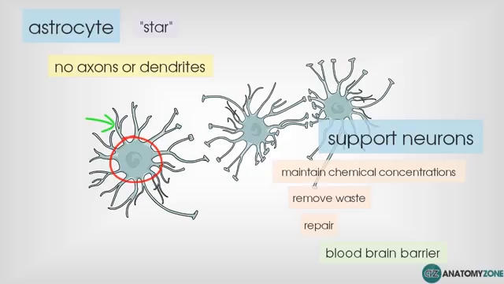So the brain is a protected organ. Substances which are circulating within the circulatory system, within the blood, can't just enter the central nervous system at will. In fact, a lot of substances have difficulty passing from the blood into the brain. So this barrier separating the blood from the brain is the blood-brain barrier.